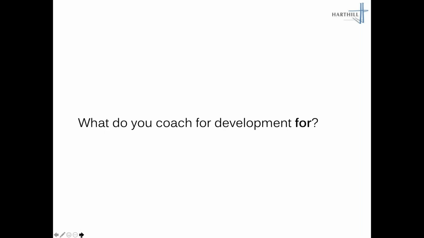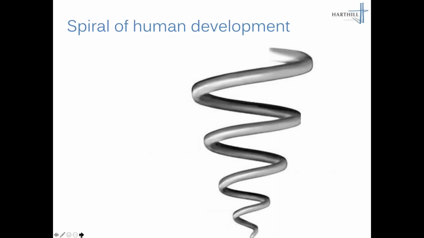So finally, before I move into Q&A, what do you do development for? What's it for? Well, the first thing to say about development and life generally, and you probably recognize this in your own experience, is that it's cyclical. There are things that come around, themes, dilemmas, dynamics, patterns that repeat themselves in life. Life isn't linear. It's more cyclical, it's more circular, and in that sense, it's more like a spiral.